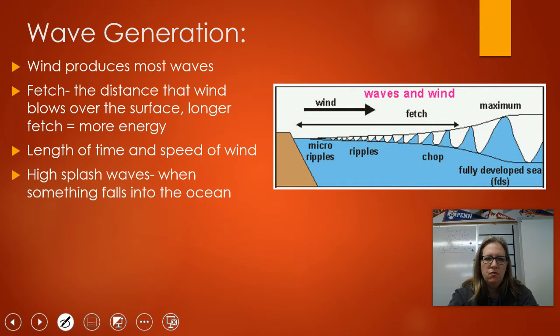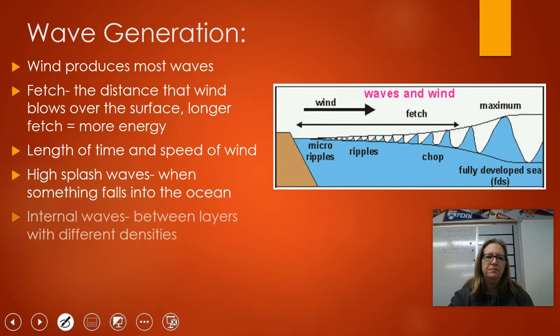Now we get some other types of waves besides these regular ones. We get something known as high splash waves, and those occur when something big falls into the ocean, and that might be like a meteor or a chunk of iceberg or something like that, okay? And then what happens is it splashes, I mean, duh, but then it ripples out from there, just like dropping a pebble into a pond. These large objects cause the waves to go out from there.